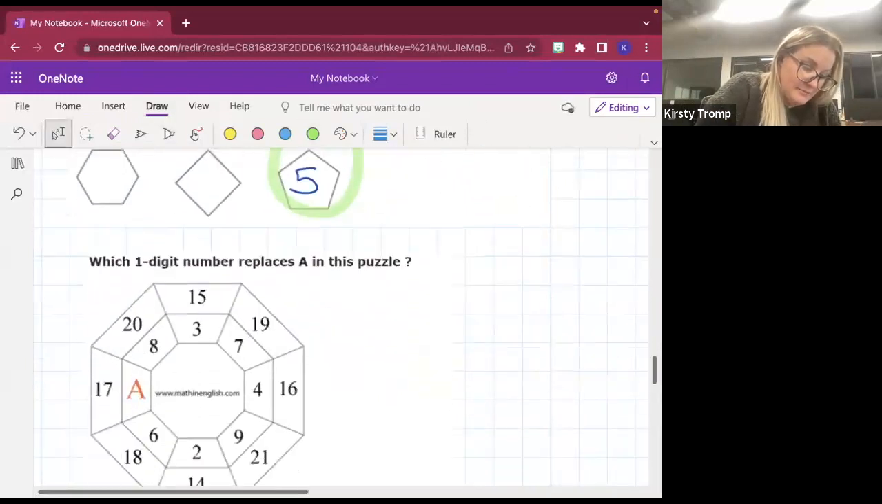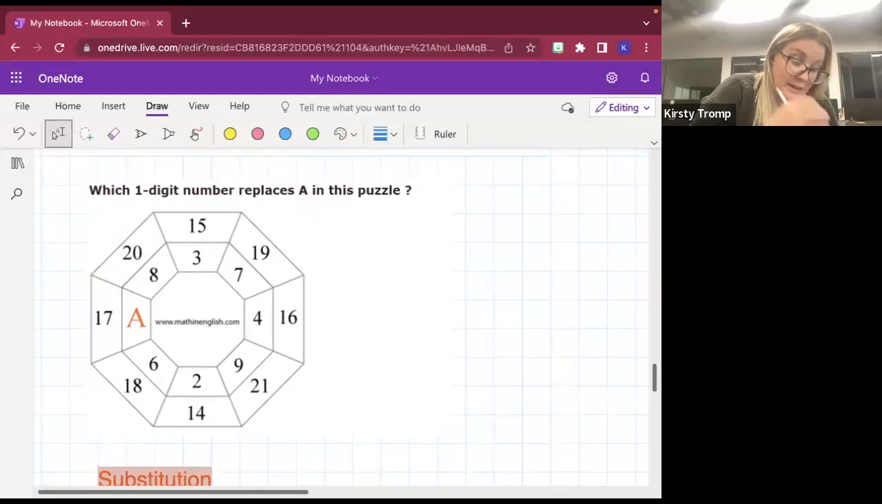And finally, which one-digit number replaces A in this puzzle? Have a look at that puzzle and decide which number is going to replace A. See if you have a pattern that you are seeing, everybody.